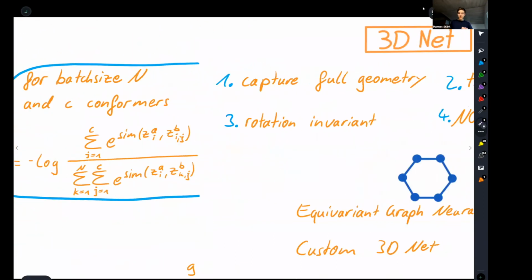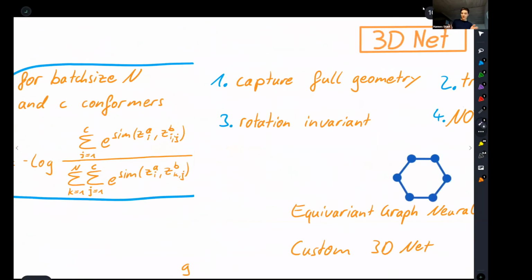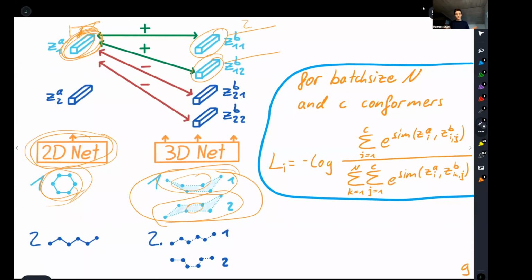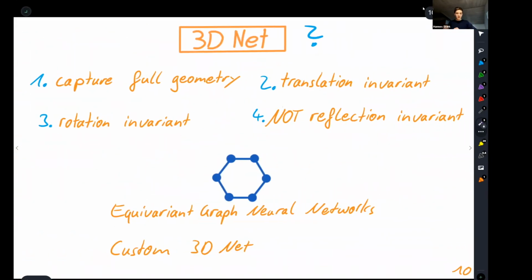Good, but then we already, let me say it like this. We now have this 2D network, which is an arbitrary GNN that we want to pre-train, and we have this 3D network. So what can this 3D network be? Well, we wanted to satisfy some nice properties if we work with 3D molecular representations, and that is, ideally it should capture the full geometry of the molecule.